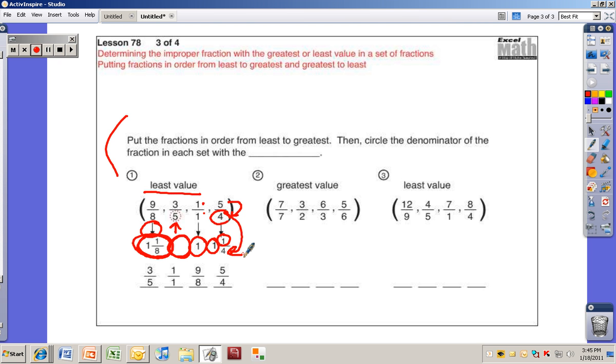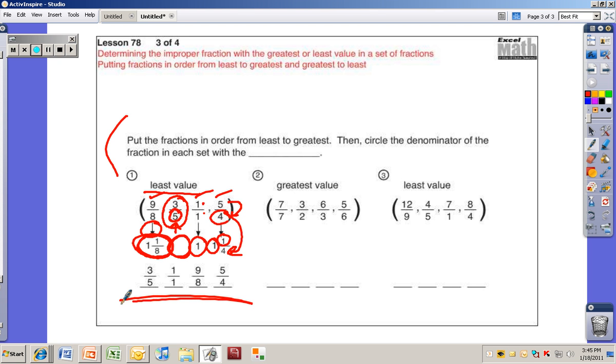Well, all of these three fractions are equal to 1 or greater. But this fraction right here is less than 1. It's part of a whole. And so they circle the 5 as the denominator of the fraction with the least value.